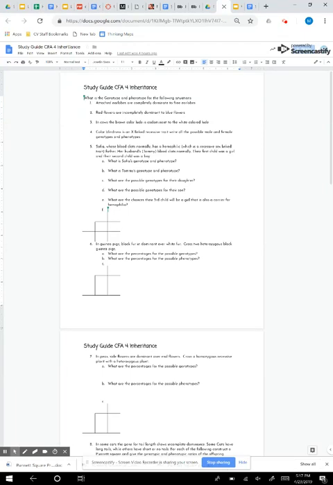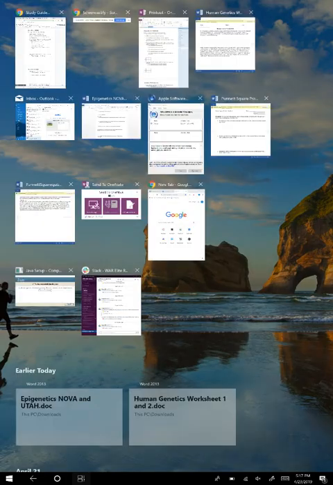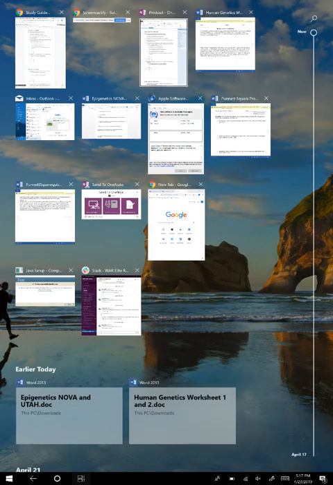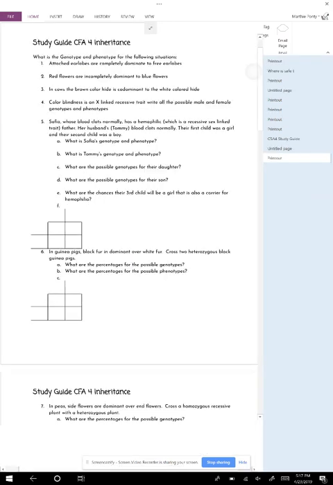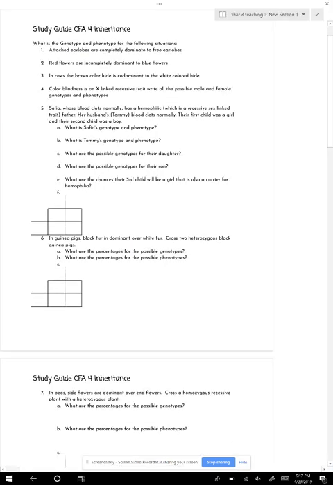Hi, you guys. So, we are going to go through the study guide for this unit. I'm going to open up my program so I can write. This is to go over genetics with you guys.